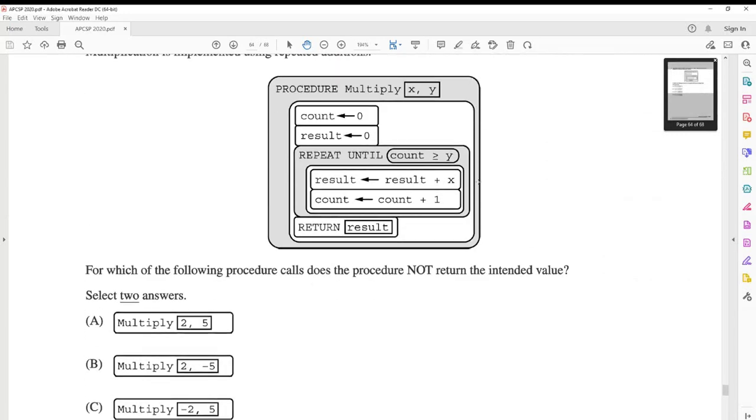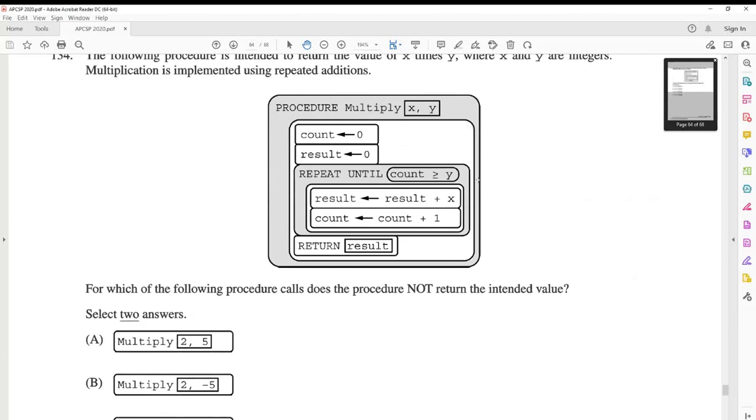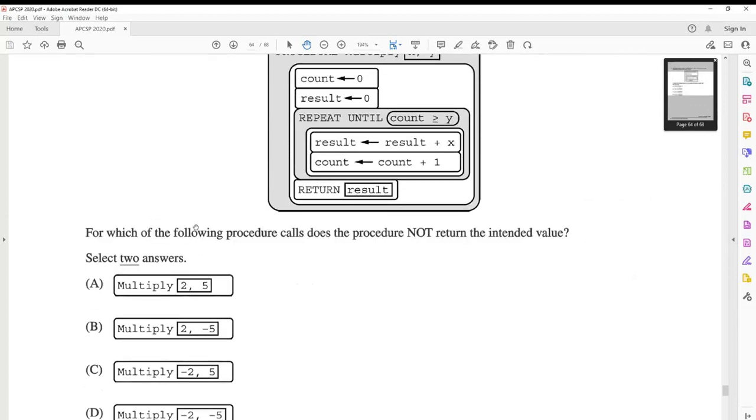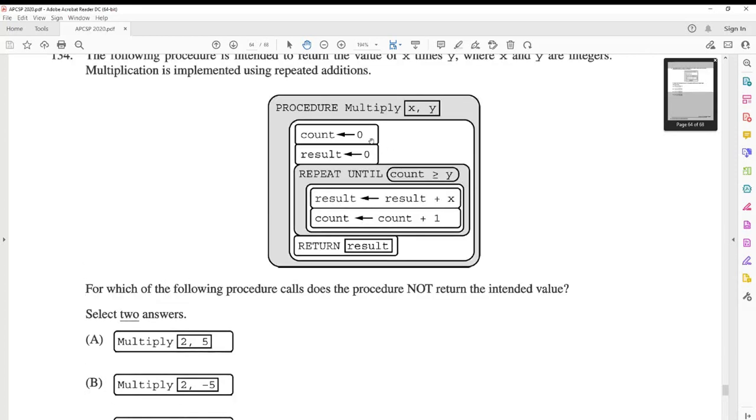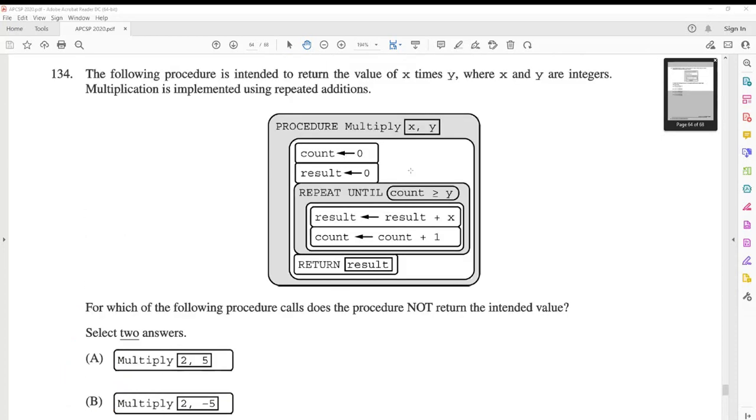Number 134, we have the algorithm. There is a part which probably does not get the intended value. So when will it fail? Basically, you have count equal 0, count greater than y. So if y is negative, every time you increase your count, you will not get a value. So this one is a very simple pick of B and D, because their y is negative. Y negative, your counter will not work.